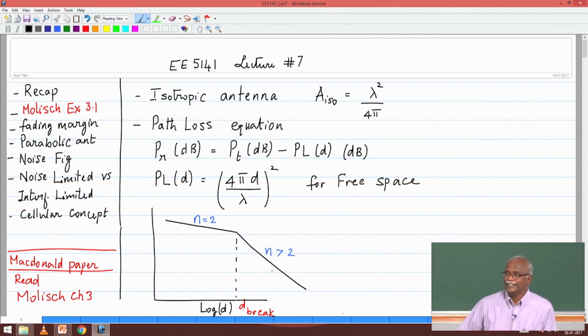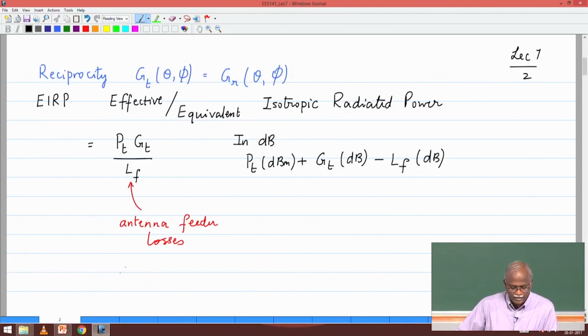Then beyond that, there could be other impairments which cause the signal to attenuate more quickly. So this is received signal power versus the distance. We see that initially it decays as a square law, and then eventually at a higher exponent. So these are some of the elements that we had discussed in the last class.